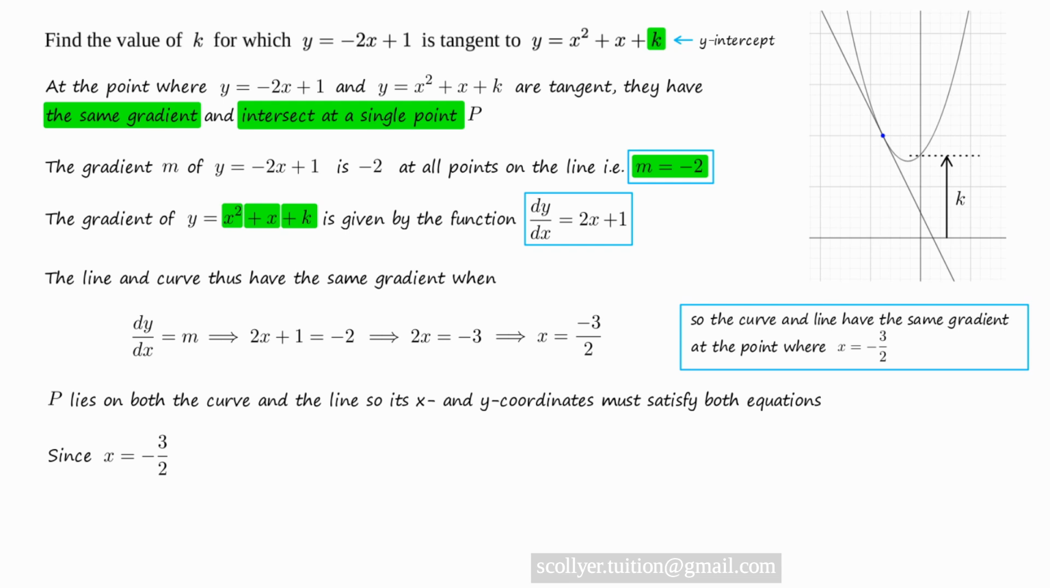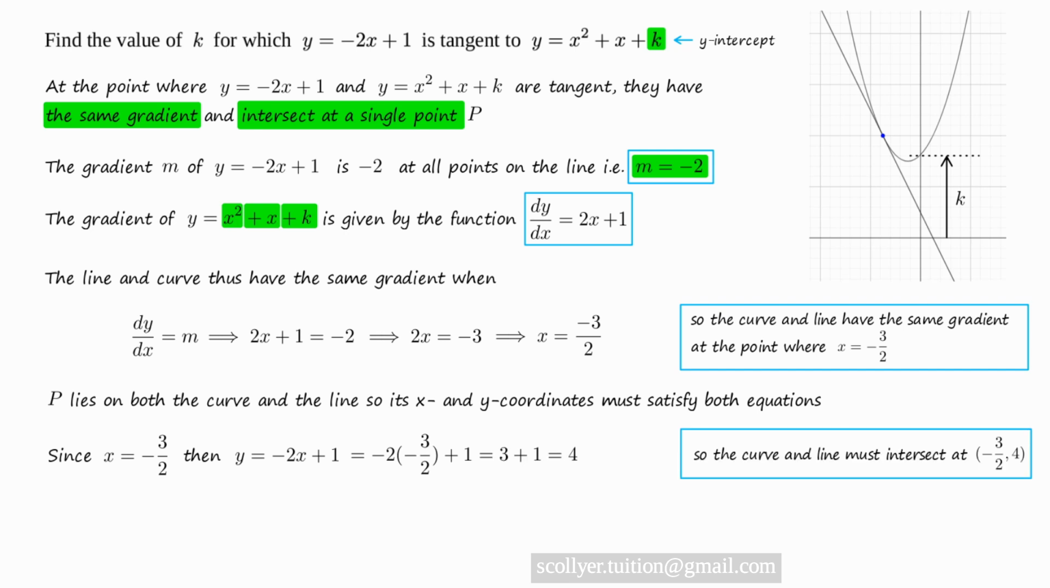Now since x equals minus 3 over 2, from the fact that y equals minus 2x plus 1, we have that y equals minus 2 times minus 3 over 2 plus 1, from which we find that y equals 4. And so the curve and the line must intersect at minus 3 over 2, 4, as indicated on the graph here. We now use the equation for the curve.